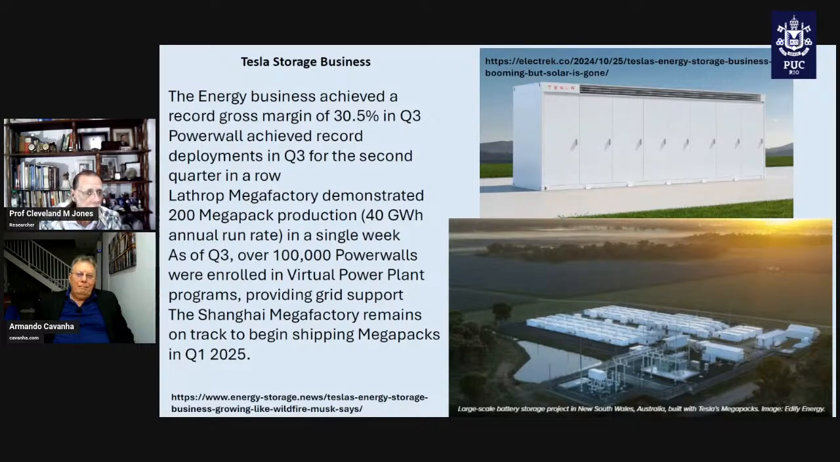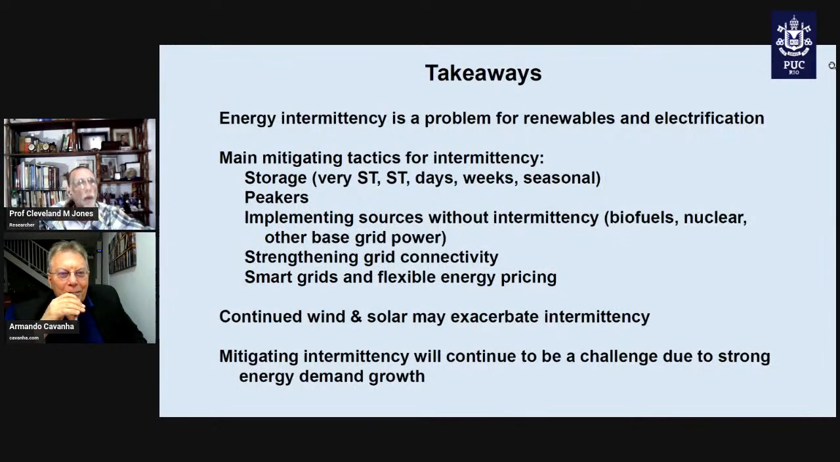And one Powerwall is something like 15 or 18,000 dollars for 13 or 14 kilowatt hours. It's very expensive. So if you have 1,000 of them, yes, you have large capacity, but highly inefficient. So it's important to keep that in mind because the takeaways are key here. Energy intermittency is applicable for the renewables and for those who think electrification is a solution.